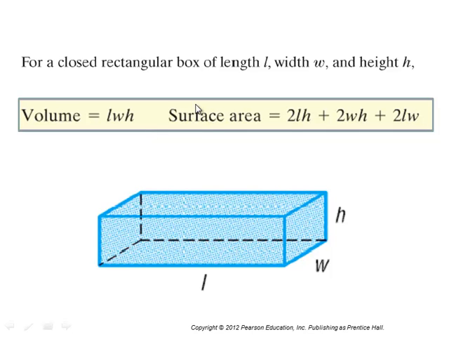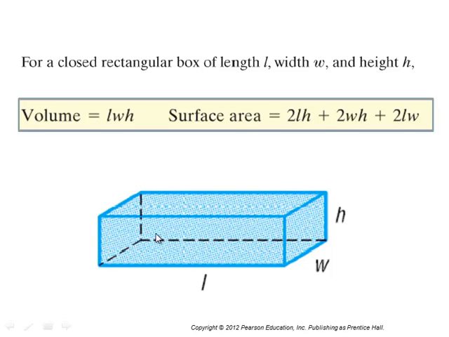Here's our rectangular box, where each side of the box is a rectangle. The volume of this box is length times width times height. No surprise there. And if you were to add up the surface areas for each of the sides, you're just adding up the areas of the 6 rectangles making up the sides of the box.